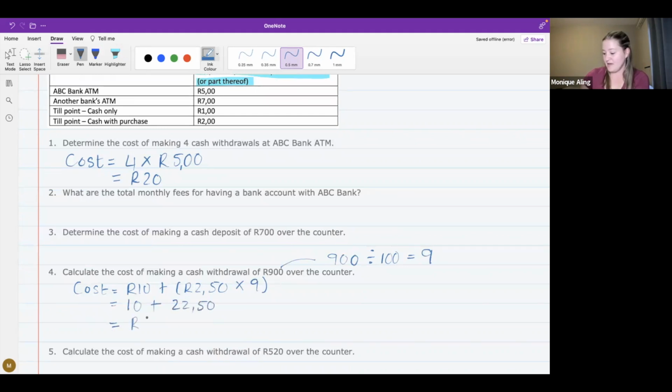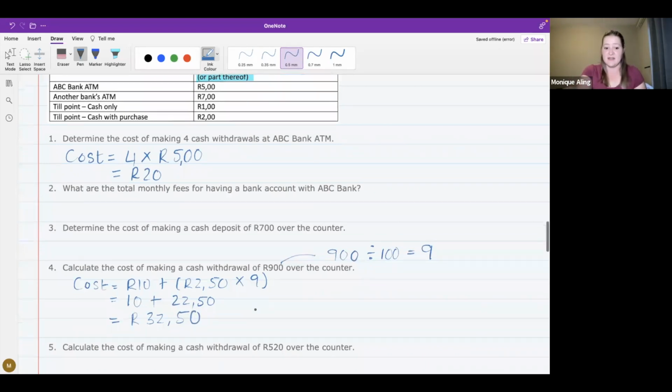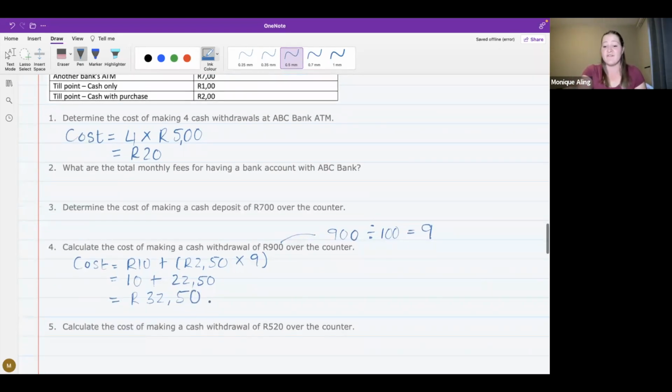And just remember that the calculator sometimes is going to end by saying comma 5, but we need to add the 0 after the 5, because we always have to have 2 decimal places when it comes to money. So if you just leave it as 32,5, you won't get your answer mark. So it's very important to add that 0. Good.